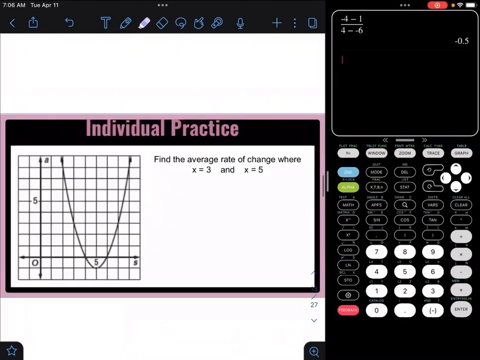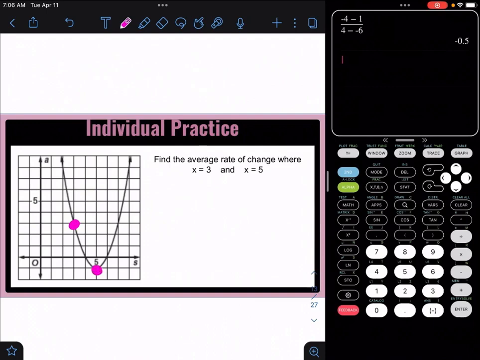So now, individual practice. Let's find the average rate of change where x is 3 and x is 5. So we're going to look for 3. 1, 2, 3 is right here. This is my point right here for 3. And let's look for 5. 5 would be right here.